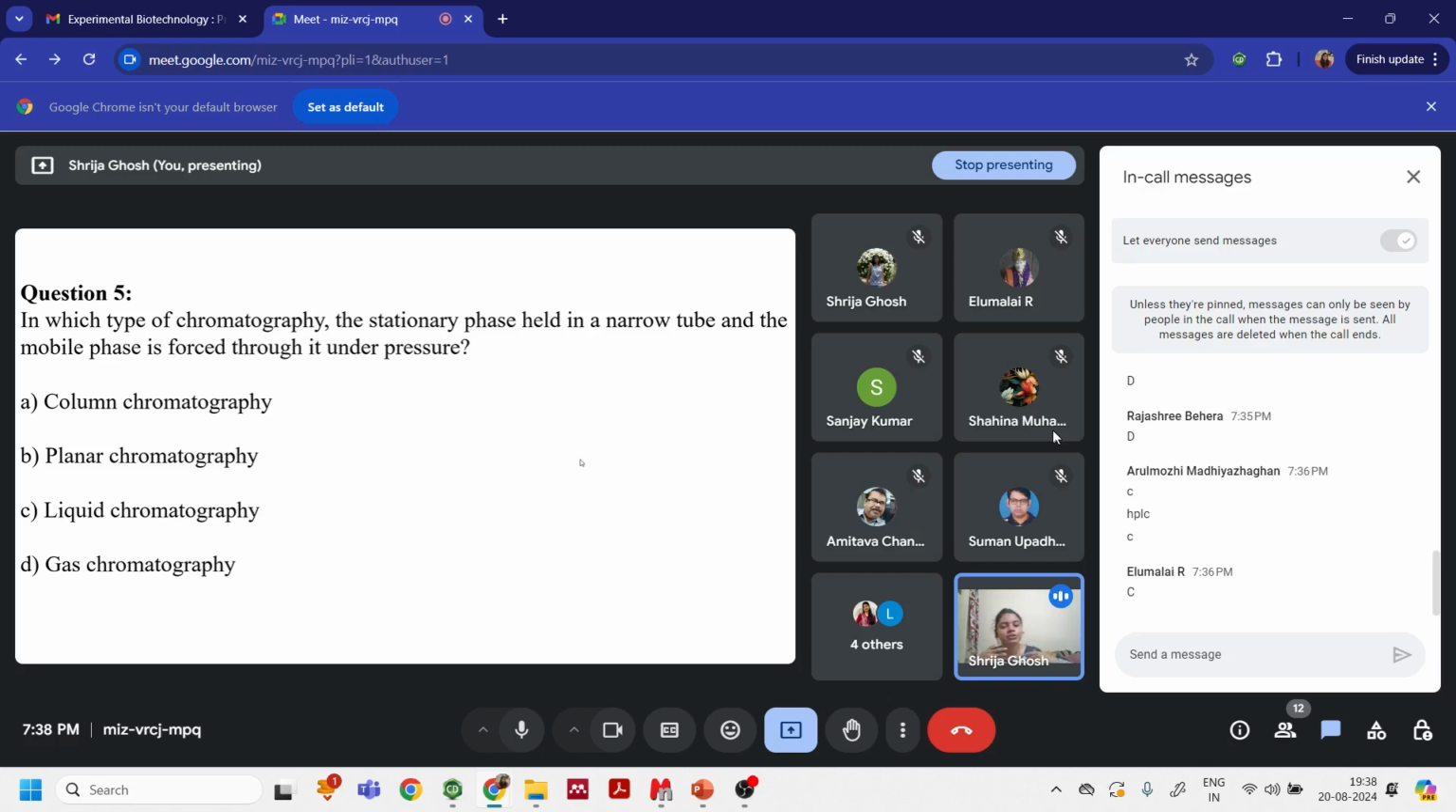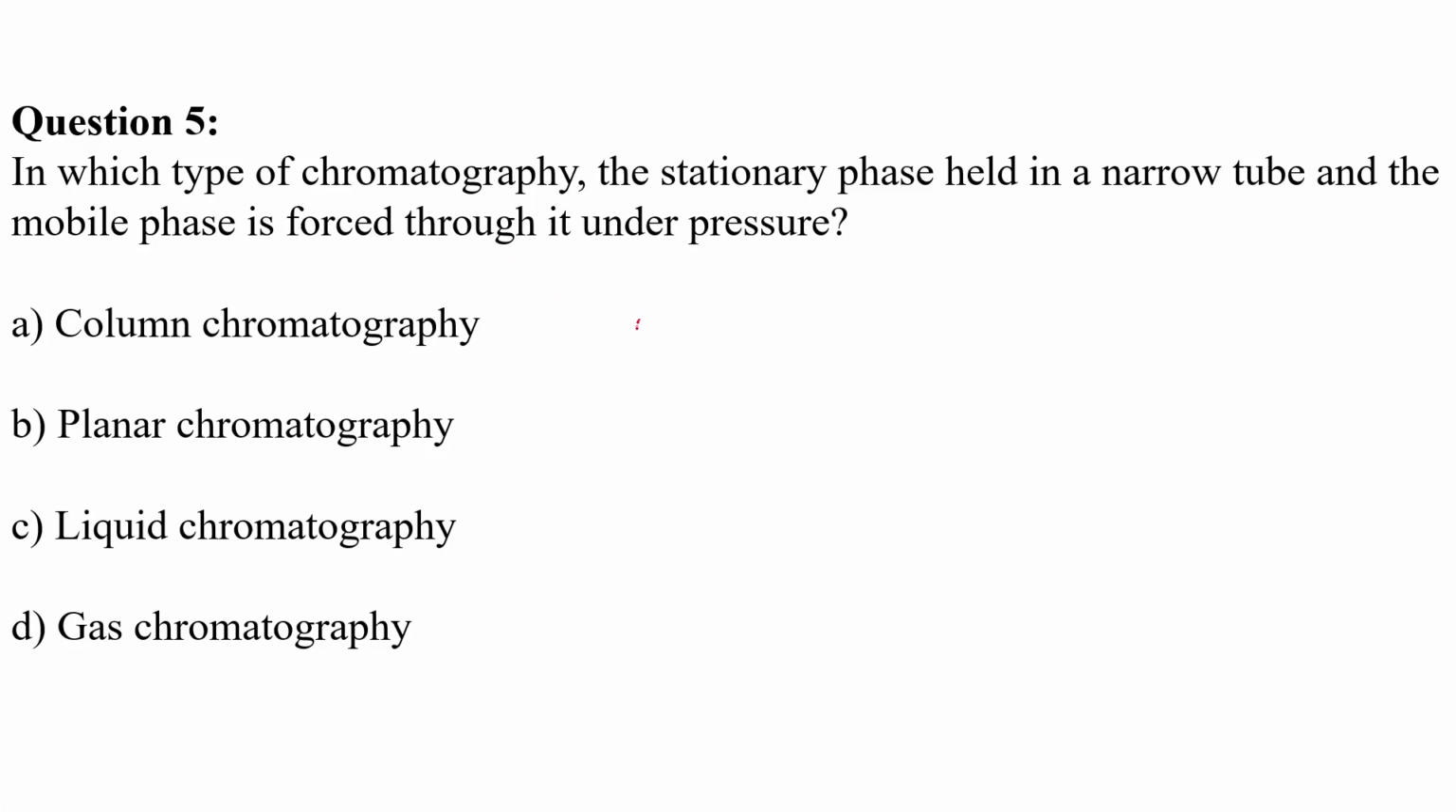Column chromatography is basically a chromatographic technique where the stationary phase is packed in a cylindrical tube and the mobile phase is poured over the column. Planar chromatography, on the other hand, has a thin layer of either paper or silica coated on a medium that can be used as the stationary phase, and the mobile phase will rise up the stationary phase.